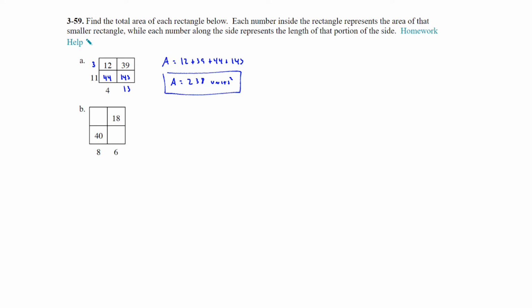On part B, 8 times 5 is 40. 5 times 6 would give us the area of that rectangle, which would be 30. 6 times 3 is 18, or 18 divided by 6 is 3. And 3 times 8 is 24. So once again, if we add the area of each of the individual rectangles, it will give us the area of the larger rectangle. And so this area would represent 112 units squared.